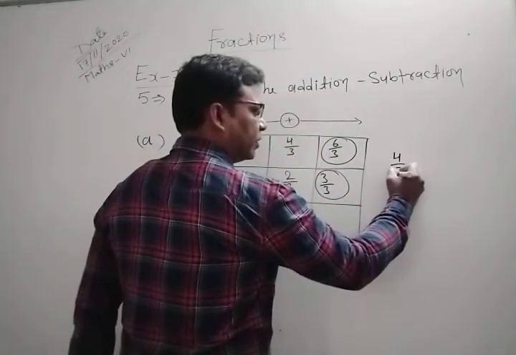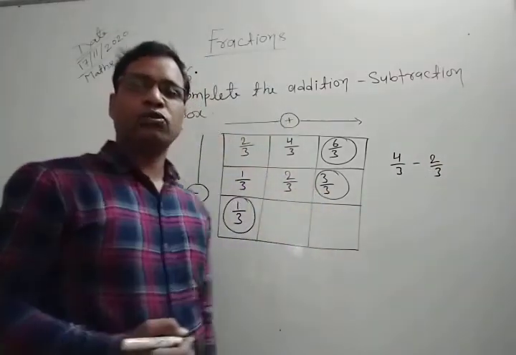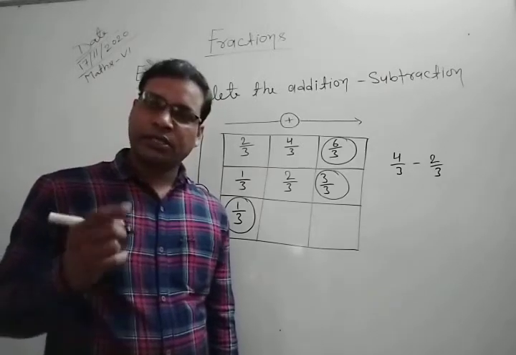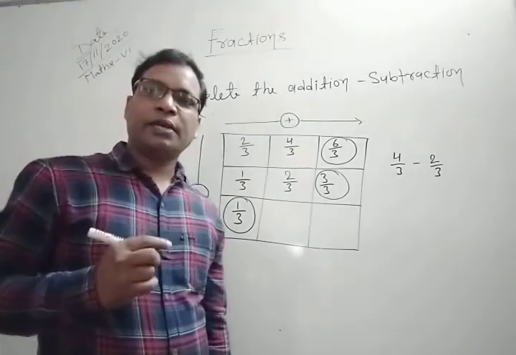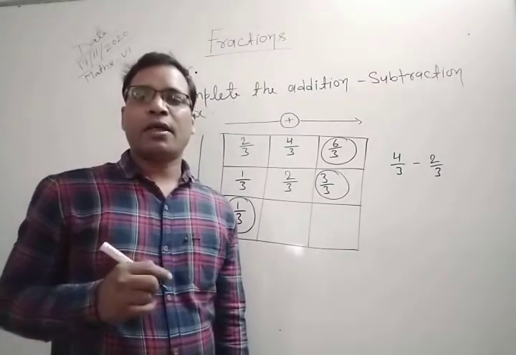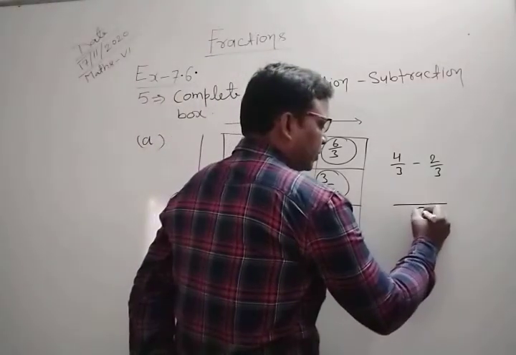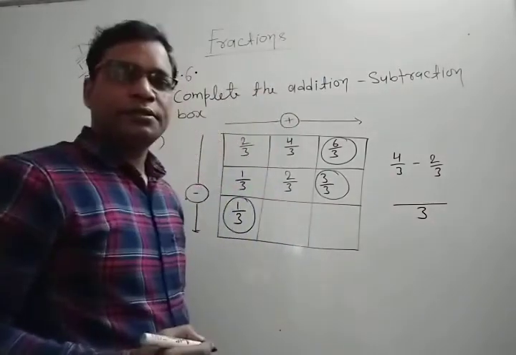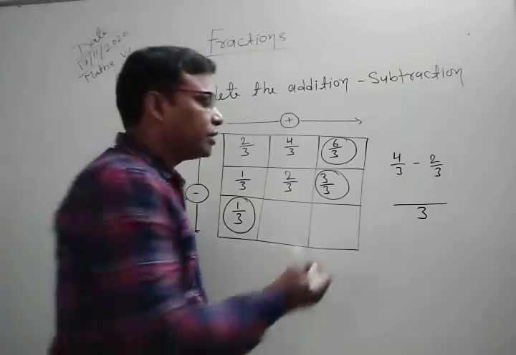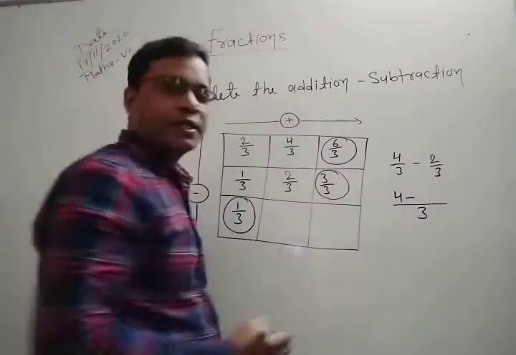4 by 3 minus 2 by 3. Again you can see 4 by 3 and 2 by 3 are like terms because both fractions have the same denominator 3. So in the case of addition or subtraction of like terms, you add or subtract only their numerators. We write the denominator as it is, 3. Here we subtract their numerators.